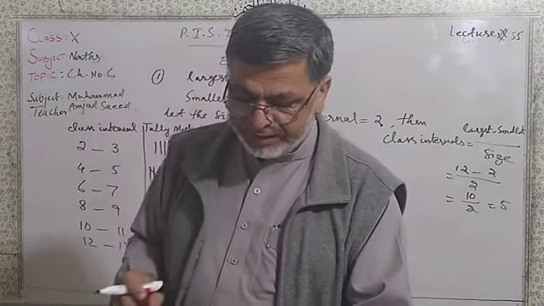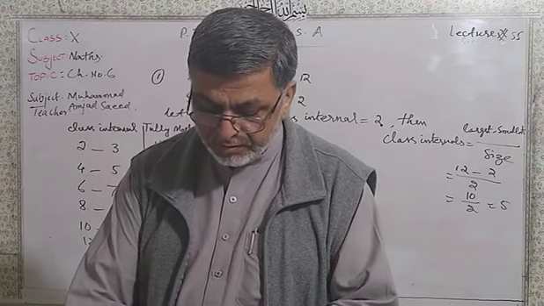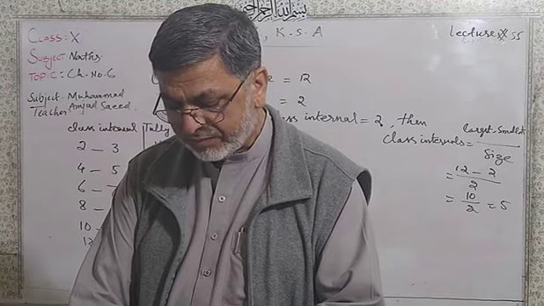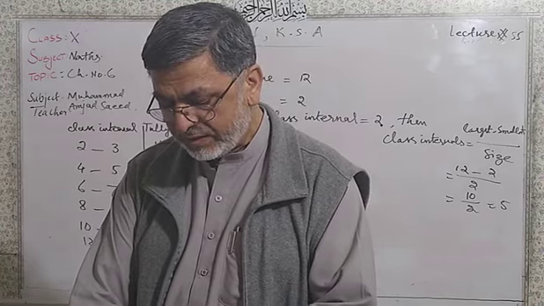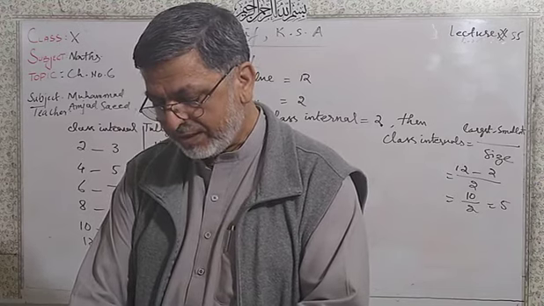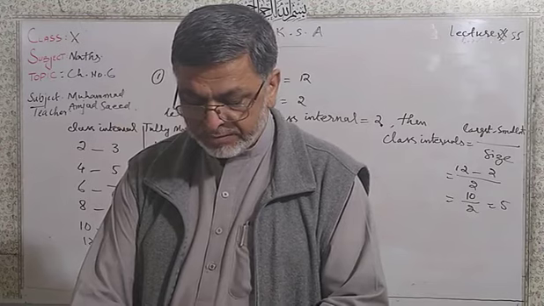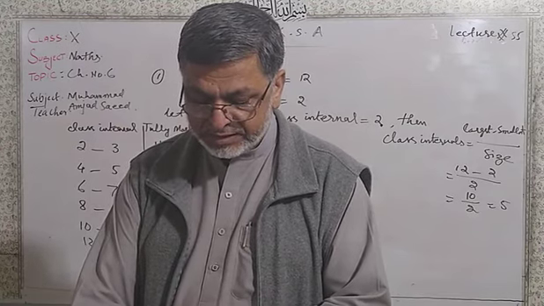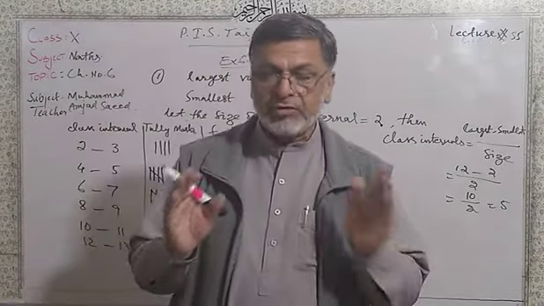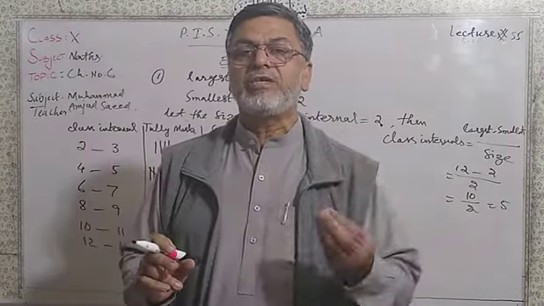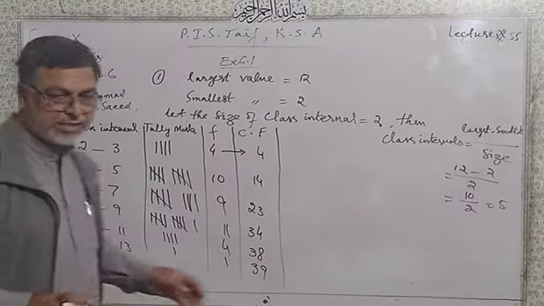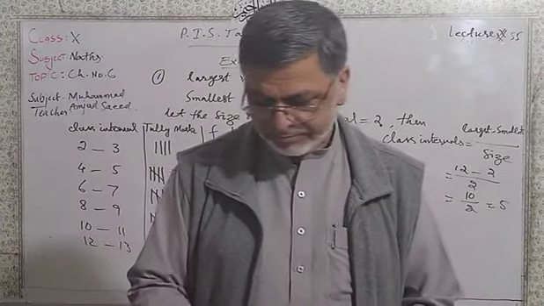Now we can confirm from here. 1, 2, 3, ... up to 39. Dear students, we have counted the whole data in your question, the number of values is 39 and the cumulative frequency is 39. It means that your answer is correct and all values are included.